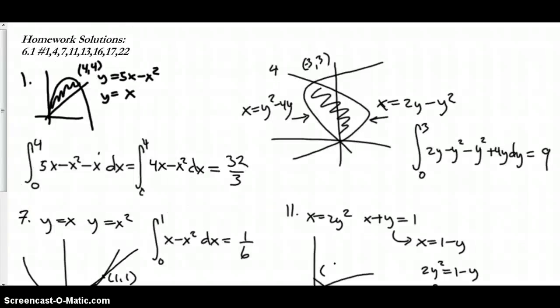For some homework solutions, I'm going to gloss over these fairly briefly. Feel free to pause and look at them at length or in depth. 22 is where I want to spend the bulk of my time here.